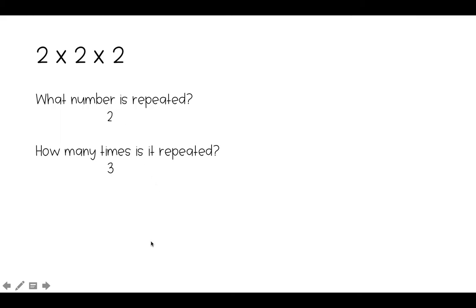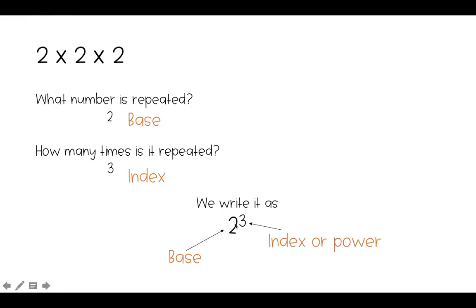Now, if we wanted to write this in index notation, we write it as a big 2 and a little 3 up in the top right of it. Now, it's above it. It's a small 3. Okay, now the number that is repeated, we call that our base, and the number that tells us how many times it's been repeated, we call that our index. So if we were to label this one down here, we have our base being our 2, and our index, or another word for it is power, and our index is 3 here.